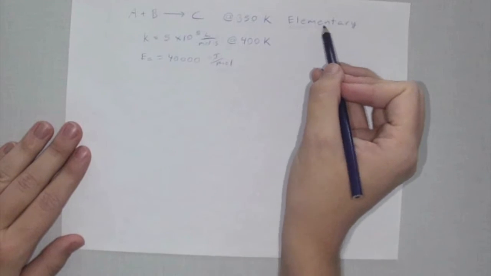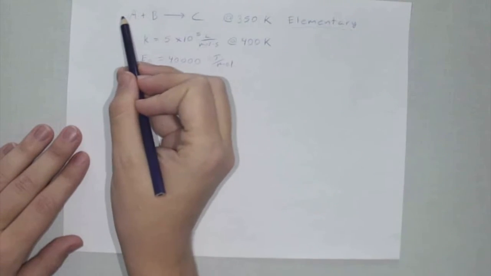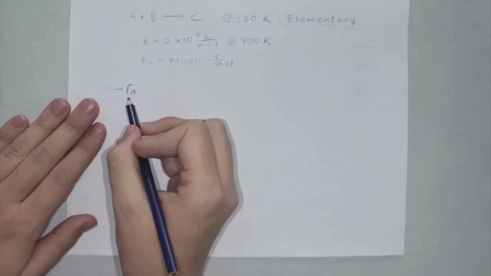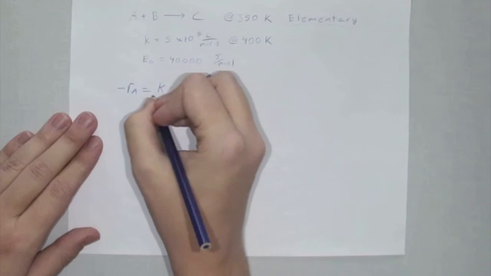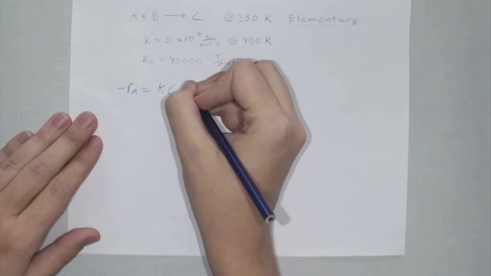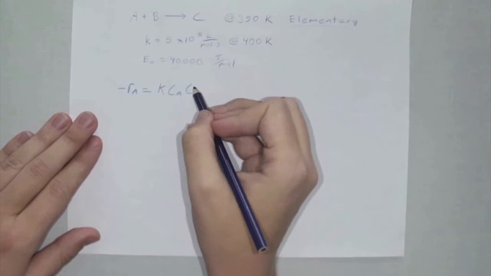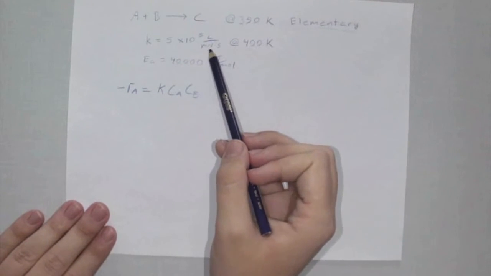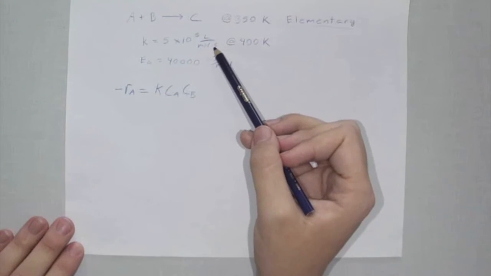We know it's an elementary reaction, so that makes our life really easy. We can just use the stoichiometric coefficients of our reactants to find our orders. So we're going to say negative rA, our rate of consumption of reactant A, is equal to K, that constant, times CA to the alpha, where our order is 1, times CB, where our order is also 1. As we said earlier, to double check that, we can look at the units on K, which is liters per mole per second, which, if you remember, shows a second order reaction.